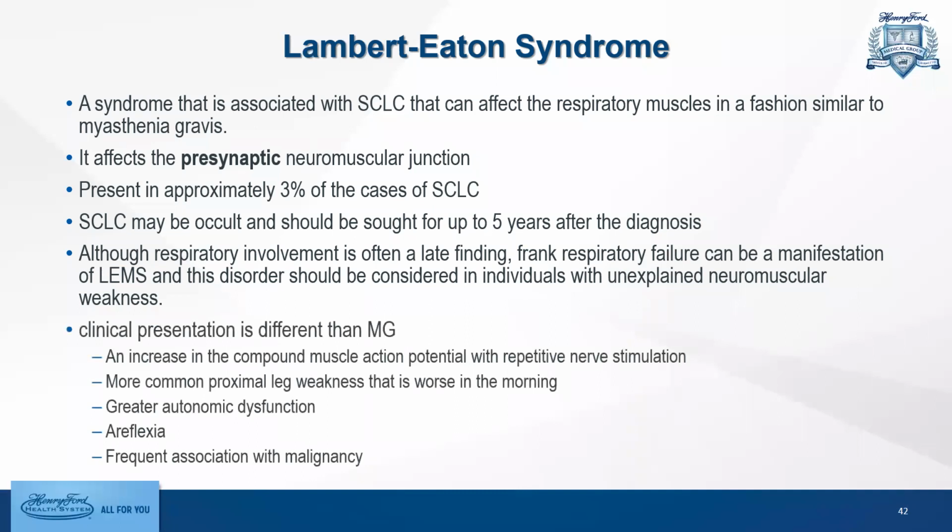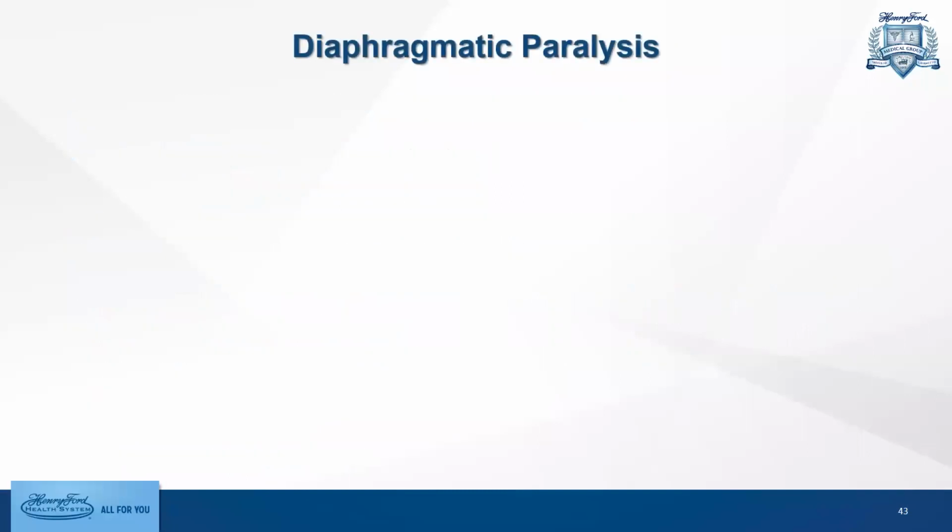The clinical presentation is going to be a little bit different than myasthenia gravis. There is an increase in the compound muscle action potential whenever you repetitively stimulate that nerve. You're going to have more common proximal leg weakness, worse in the morning, rather than ocular and bulbar symptoms with myasthenia gravis. You're going to have greater autonomic dysfunction, areflexia, and again, it's associated with malignancy of the lung.